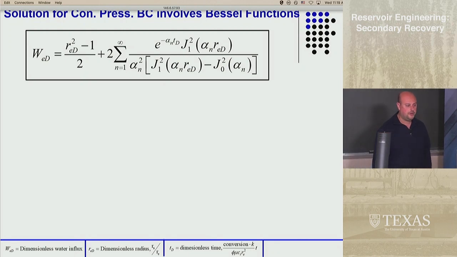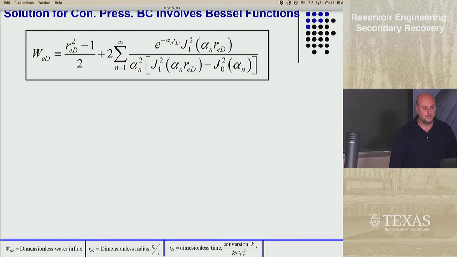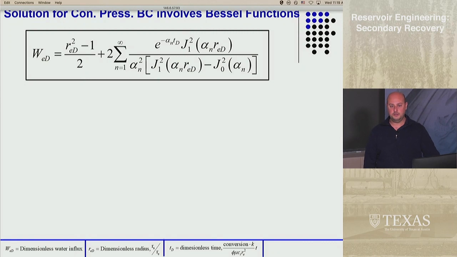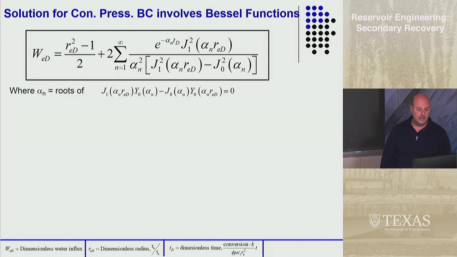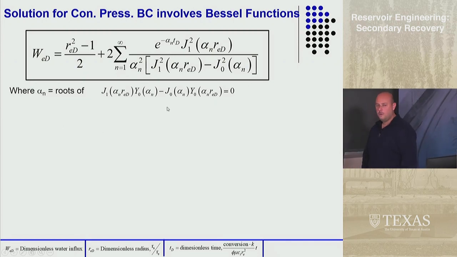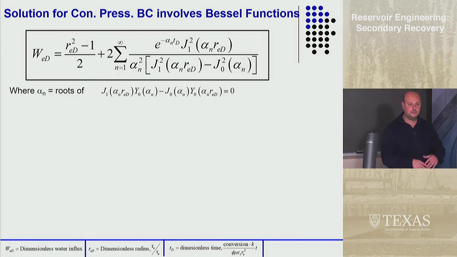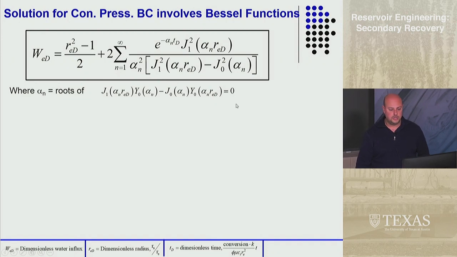I wasn't exaggerating when I said it was complicated. This might look like Greek to you, okay? You have this summation, which goes from 1 to infinity. You've got these J1 and J0, which maybe you haven't seen before. They're called Bessel functions. And this AN is the roots of this Bessel function. So it's not a quadratic formula, but it's something like that. It's this complicated equation. You want to find the value of AN that makes this equation equal to 0.